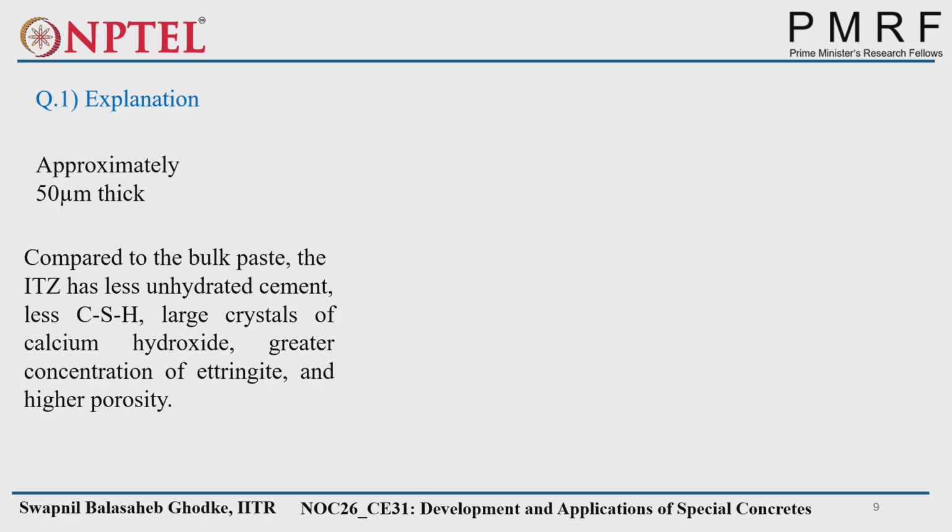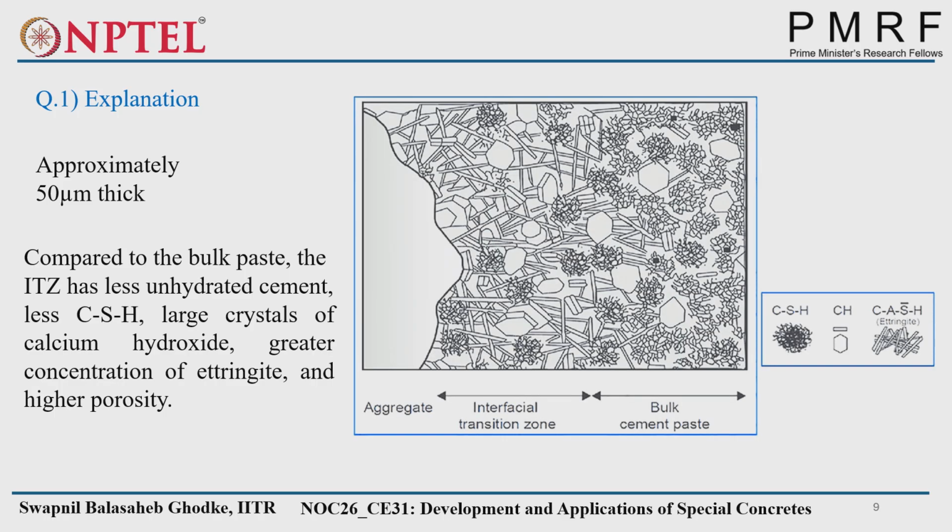Okay. So if you get any questions regarding that one, what will be the thickness of the ITZ? Maybe it's correct that it will not be uniform, but we are considering approximately it should have a thickness of 50 micrometer. It may be more than that, it may be less than that, depending on the situation of the concrete or hydration of the concrete, right?